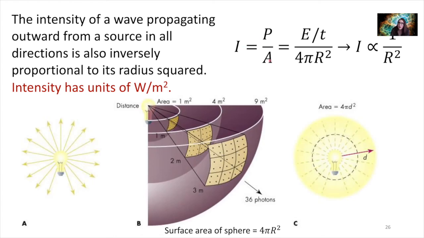Intensity is power over area. It's equal to energy over time divided by 4 pi r squared. You could swap these different parts out depending on what you're given in a particular problem. Think about intensity, energy, power, time, distance away from a source, and relate them all with this relationship right here.